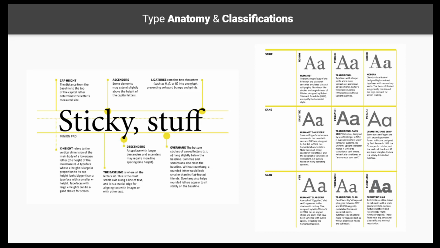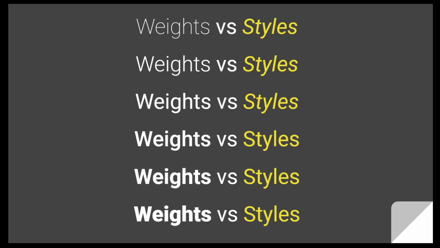We can also look at some of the individual parts of the letters, such as, on that letter K, there's the ascender, which is the part of the lowercase letter that sticks up above the X height line, all the way up to the cap height. On that lowercase y, you'll see the descender, which is the part of the lowercase letter that hangs down below the baseline. Another important thing to know is to understand weights versus styles.